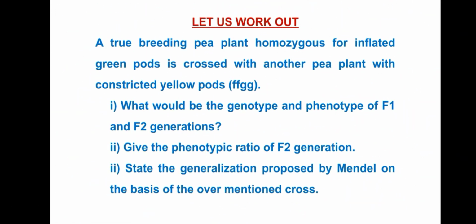Here is a question for you to work out. A true breeding pea plant homozygous for inflated green pods is crossed with another pea plant with constricted yellow pods. The given genotype is small f small f, small g small g. First question, what would be the genotype and phenotype of F1 and F2 generations? Second question, give the phenotypic ratio of F2 generation. Third question, state the generalization proposed by Mendel on the basis of the above mentioned cross.